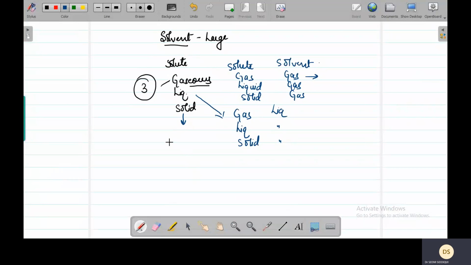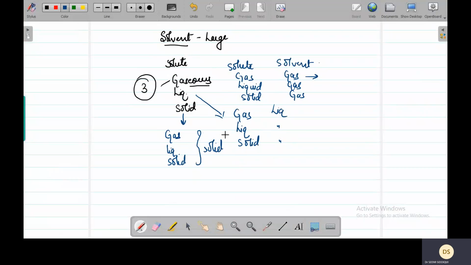Third type of solution, we have the solid. In the case of solid, again, we can have the solutes as gas, liquid, and solid. Your solvent in all 3 cases will remain solid only. For example, solution of hydrogen in palladium; liquid in solid, amalgam of mercury with sodium; solid, copper dissolved in gold. So these are the different types of solution which we have done.